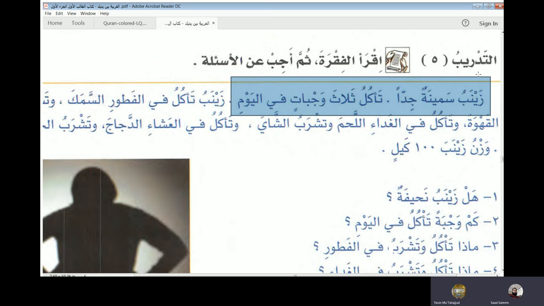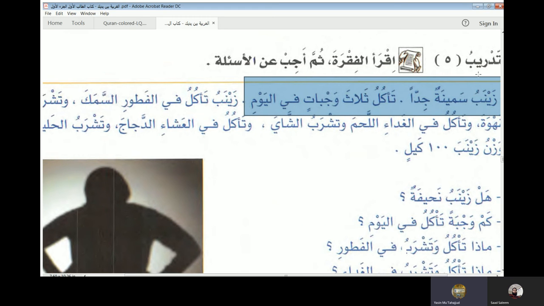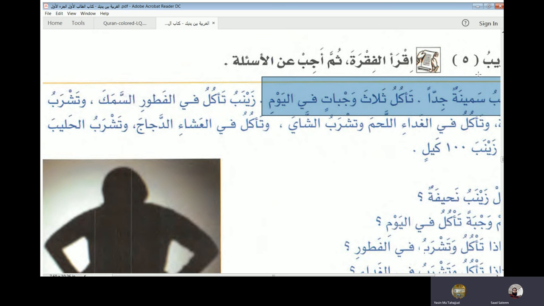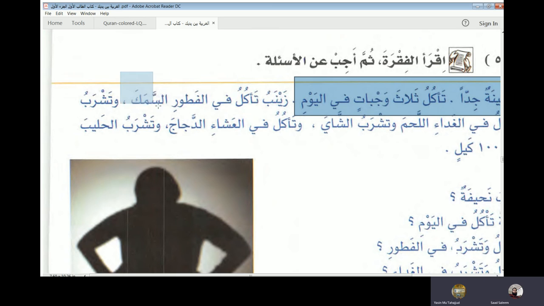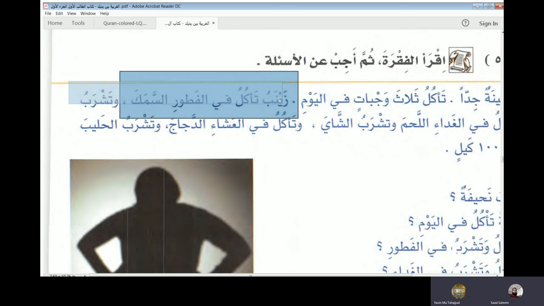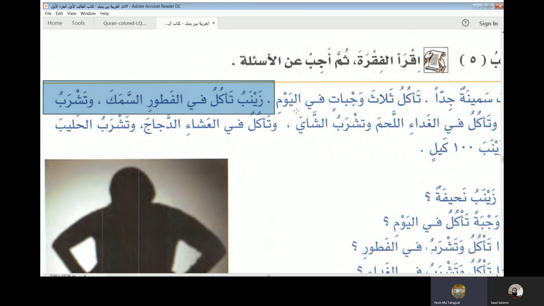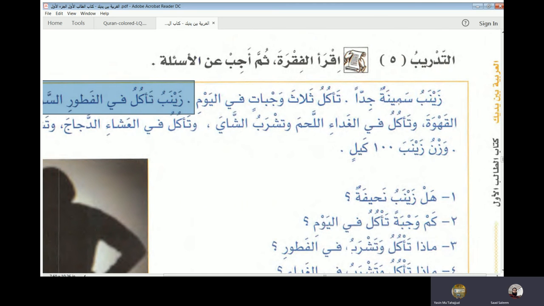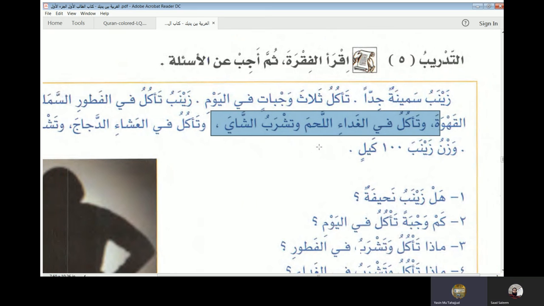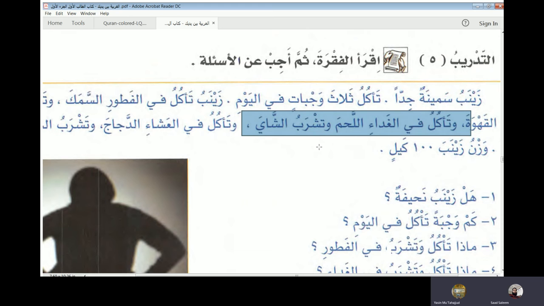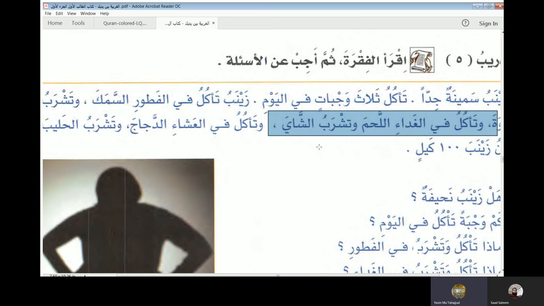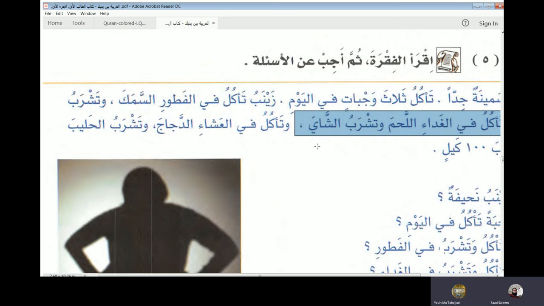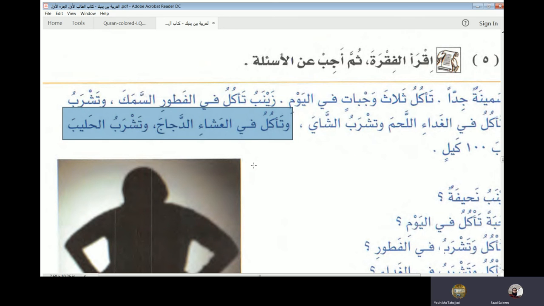Zainabu faminatun jidden. Zainab is very fat. Takulu thalatha wajabatin fil yawm. She eats three meals in a day. Zainabu takulu fil fitari asamaka, she eats fish for breakfast, wa tashrabu al-qahwa, and drinks coffee. She eats meat for lunch and drinks tea.